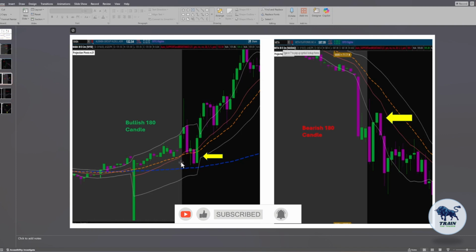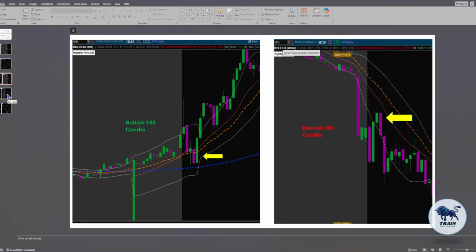Okay. Bullish 180 candle. Look here. Bears came in, sellers stepped in, and the very next candle, bulls took out the open and went beyond the large volume candle. That is a bullish 180 candle. Opposite, bearish 180 candle. Buyers stepped in and pushed price up. Very next candle, sellers took it out. Large volume candle. And you see the downside that continued from that.